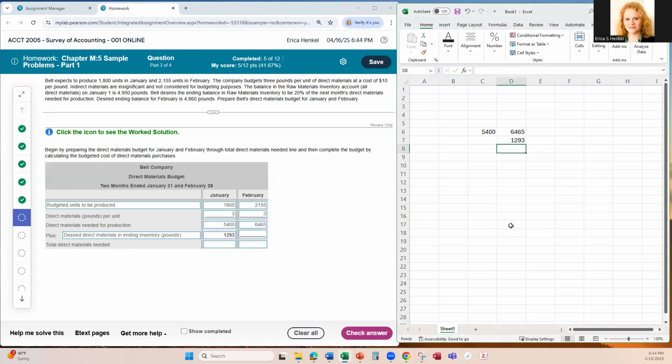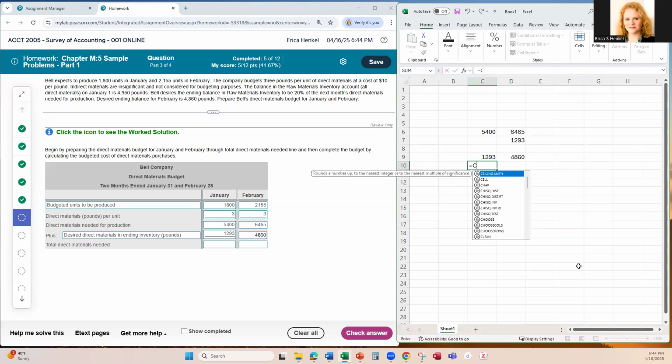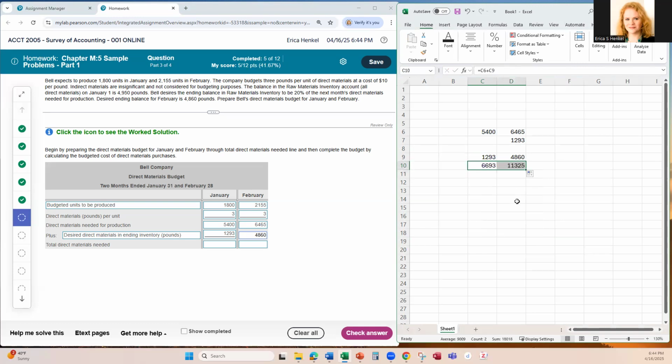For February, they actually gave us the desired ending balance of 4,860 pounds, which is a lot. All right, so then we're going to take the materials needed for production plus our direct materials we want to have in ending inventory here. And that's going to give us the total that we need to have in terms of pounds of materials. So here we will need to have 6,693, and over here we're going to need to have 11,325. So I'm just adding these two numbers up.